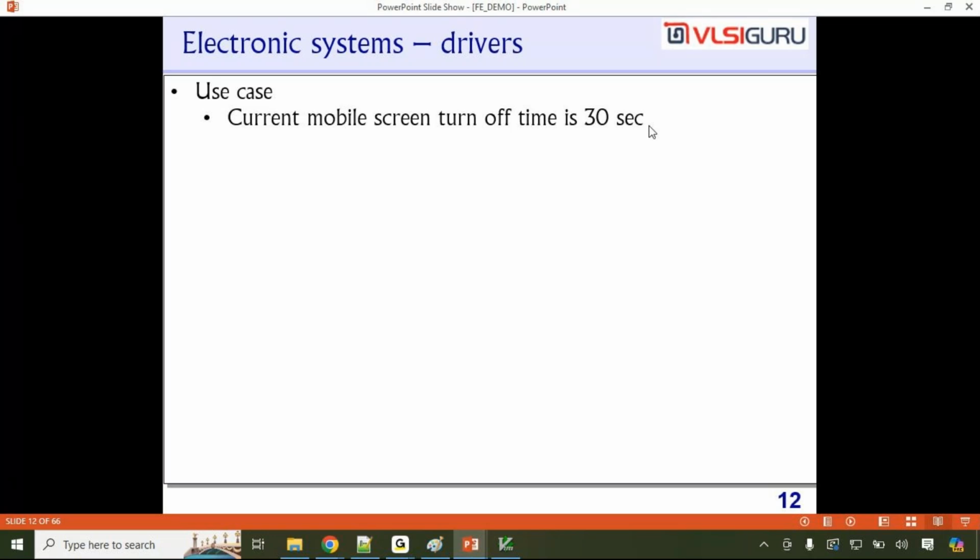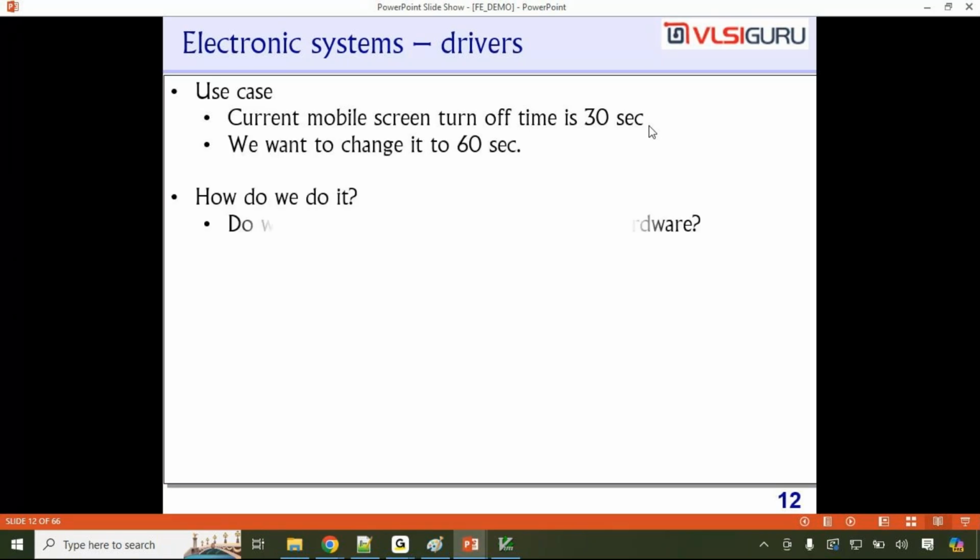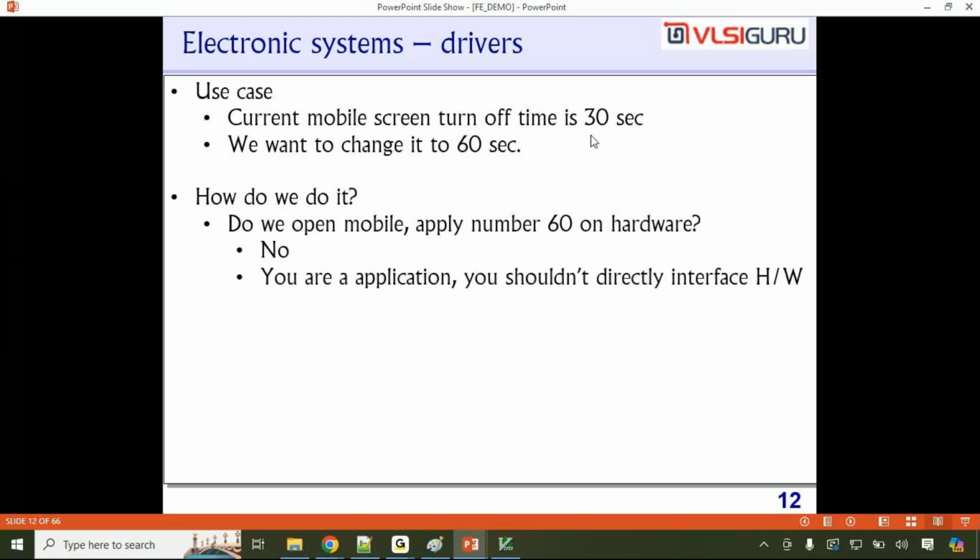In that process, almost every layer gets involved, even though it looks simple, you're changing 30 to 60. Can you tell me where the final change is happening? Is it at the operating system, at the driver level, or in the hardware? It is actually finally happening in the hardware. You started at the application, you opened settings there. As an application, you don't directly control the hardware.